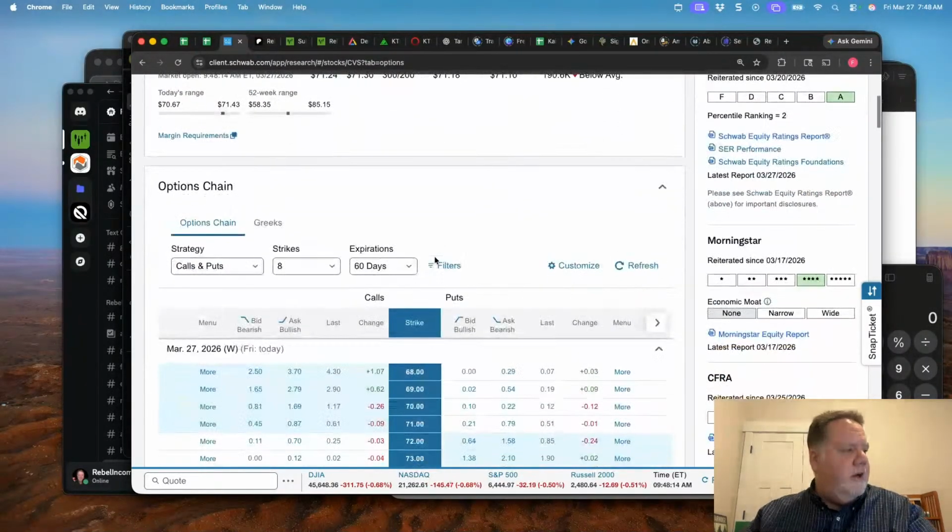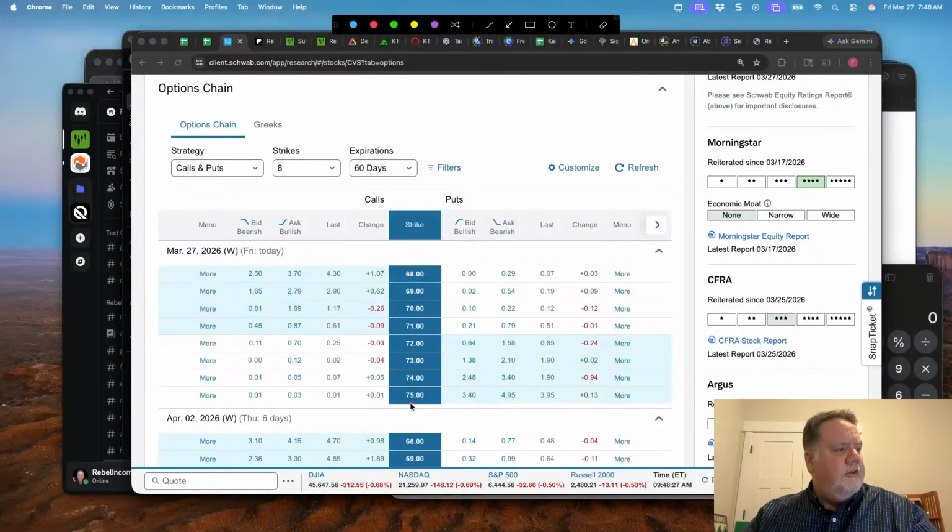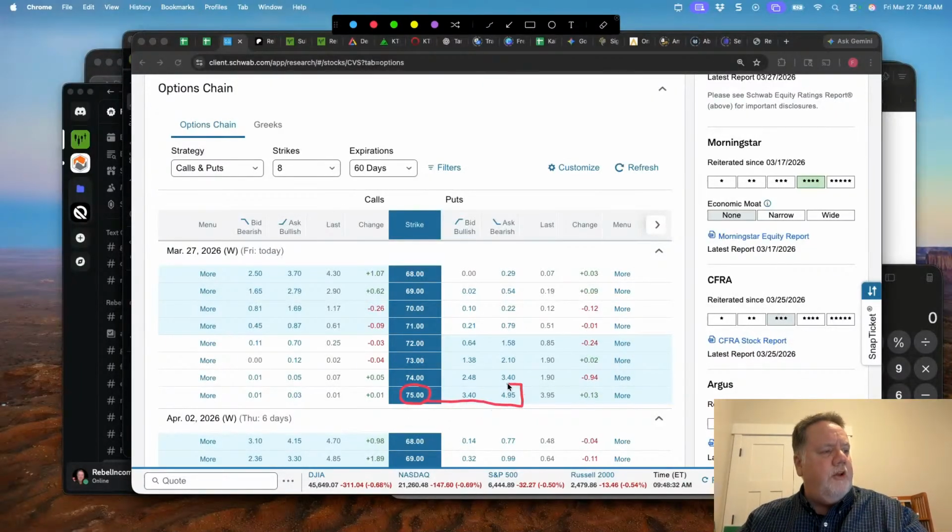So let's take a look here really quickly. If I did want to get out of this trade before the market closes today, what would I need to do? Here's the $75 strike price. Now, if I wanted to close this position, I'd have to pay the asking price. So that would be a buy to close order using the asking price as a reference. Here's the last price, $3.95, so that's interesting. There's a big difference right now between the bid and the ask.